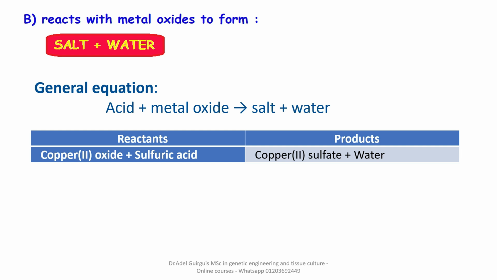with sulfuric acid to form copper 2 sulfate. Sulfate is a salt of sulfuric acid, and water. Look at the equation. CuO, copper 2 oxide, plus H2SO4 reacts to give copper sulfate in aqueous, ionized form, plus water.